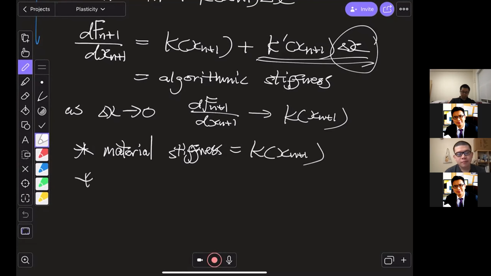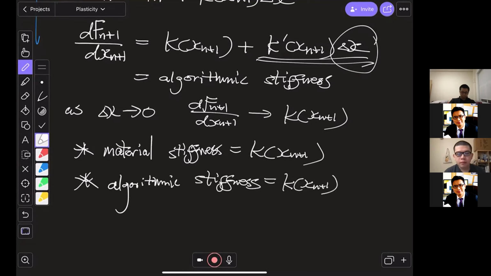Okay, so this is actually the material stiffness, and then there's a geometric stiffness. Okay, so far so good. You still get it, right?